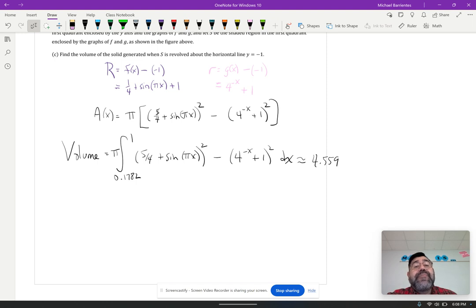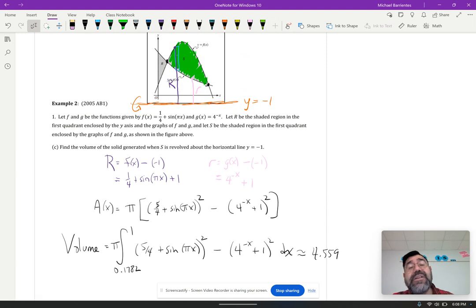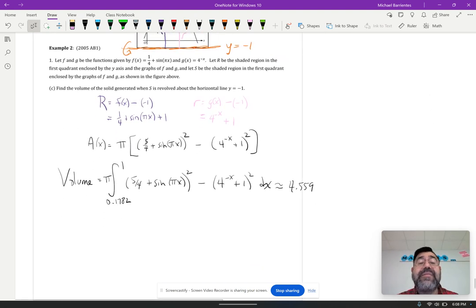And that's it. Did we need to know what the shape looked like? No, we didn't need to draw it. And we're able to get the volume even if I can't visualize or don't have a picture of that shape. That's the beauty of volumes of solids of revolution.